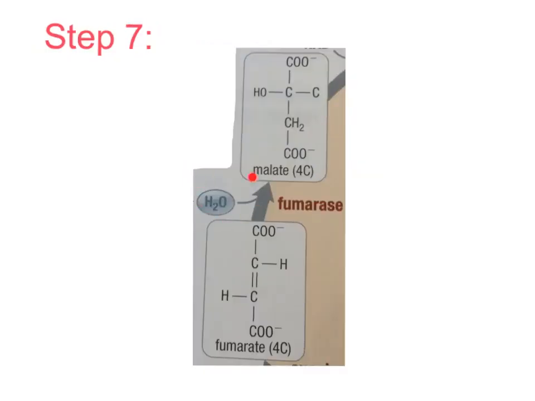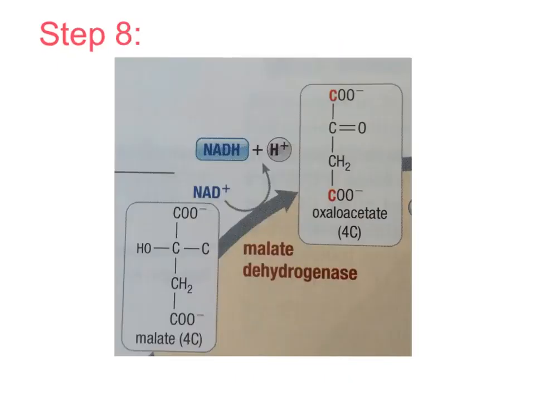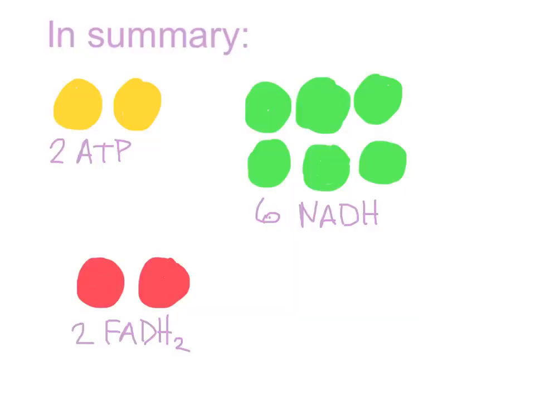Water is then added to fumarate to form malate. This reaction is catalyzed by the enzyme fumarase. Hydrogen atoms reduce NAD+ to NADH, and malate is then converted to oxaloacetate. This reaction is catalyzed by the enzyme malate dehydrogenase. The cycle is then ready to begin again. Overall, Krebs cycle creates 6 NADH molecules, 2 ATP molecules, and 2 FADH2 molecules for each molecule of glucose.